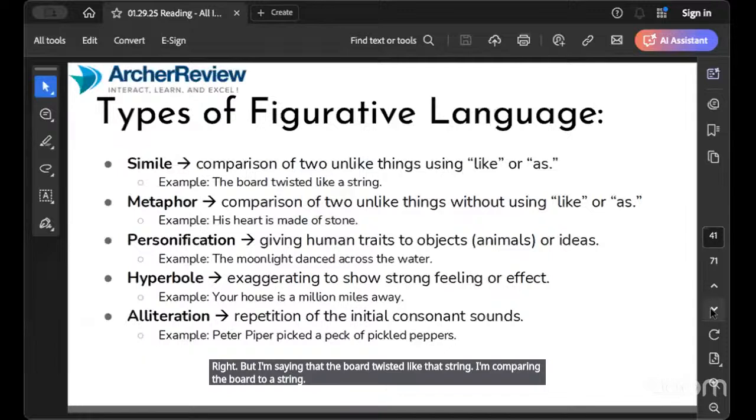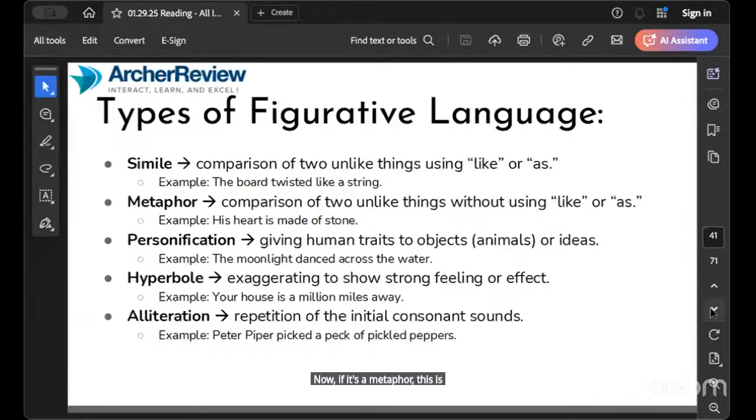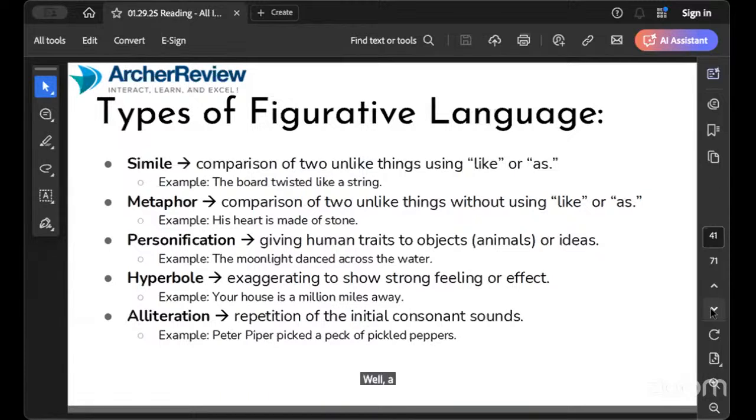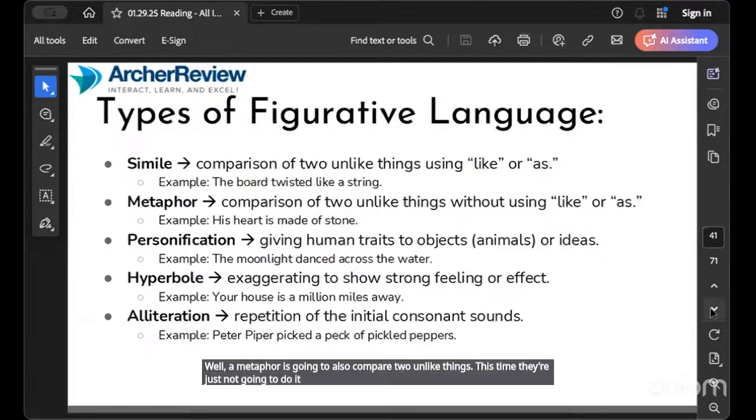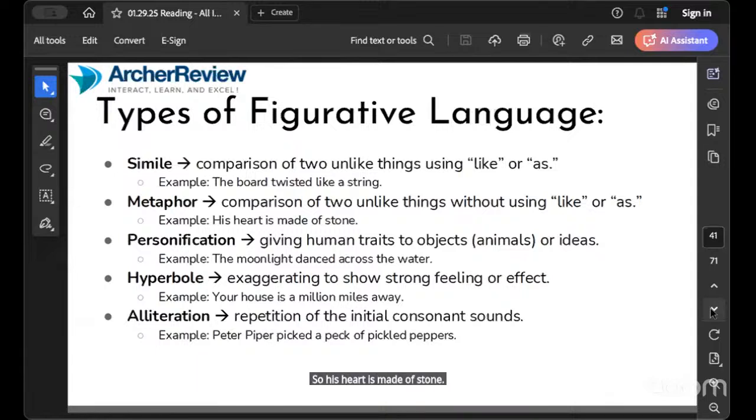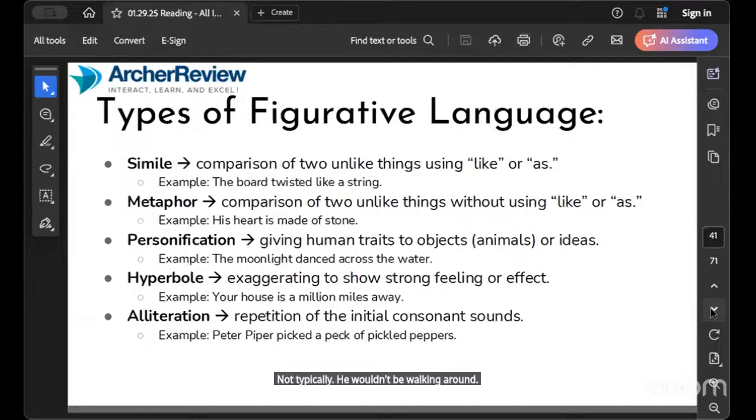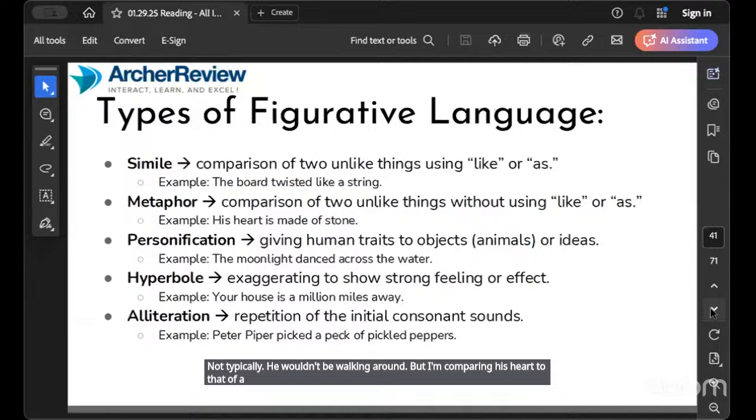Now, a metaphor is also a comparison. These are the two that students get mixed up, simile versus metaphor. Well, a metaphor is also going to compare two unlike things. This time, they're just not going to do it with the words like or as present within the statement. So, his heart is made of stone. Well, if I go pull out the x-ray machine, I'm probably not going to see a stone where his heart should be, right? Not typically. He wouldn't be walking around. But I'm comparing his heart to that of a stone. I just didn't use the comparison words like or as. Okay.